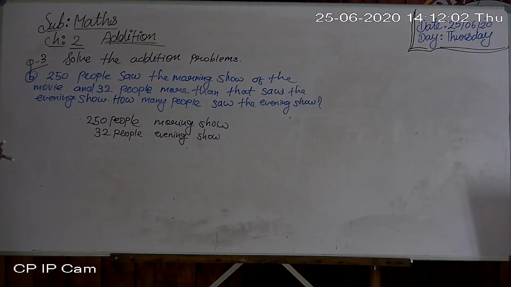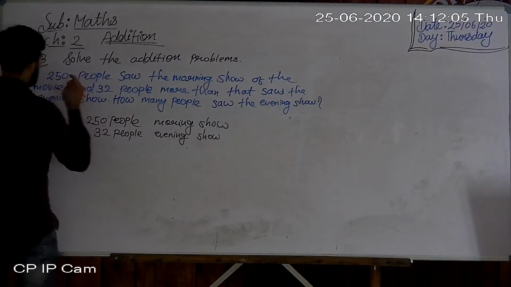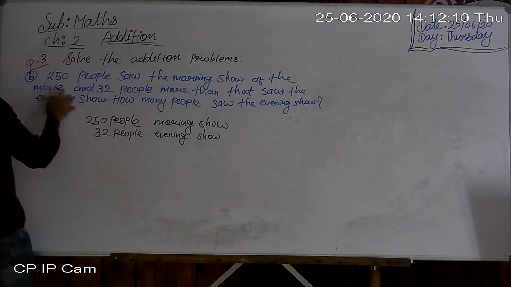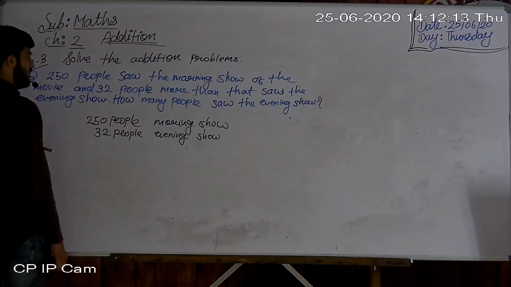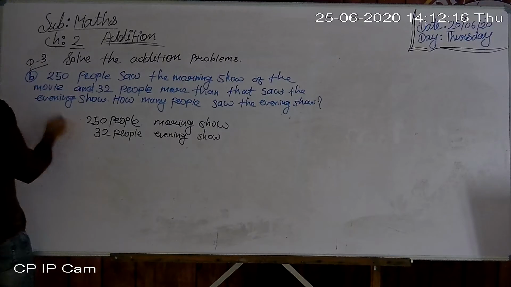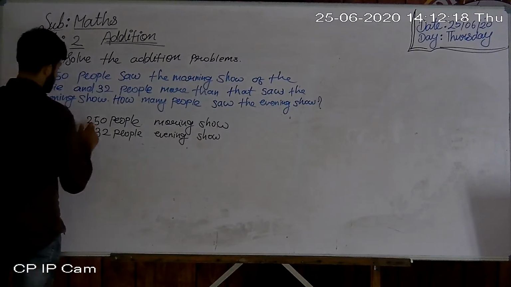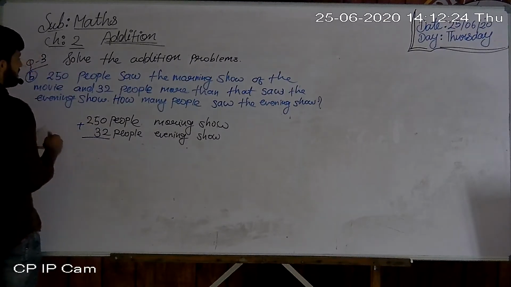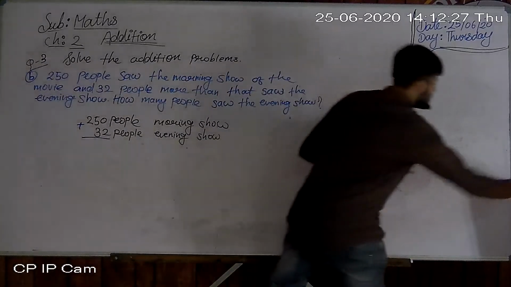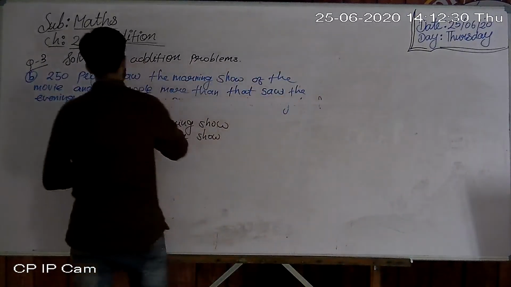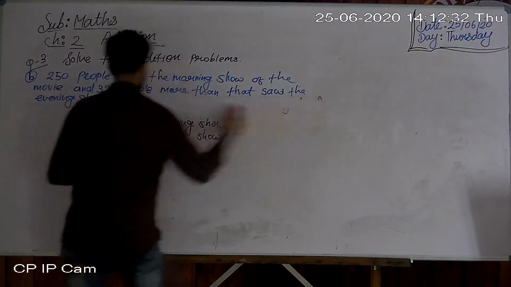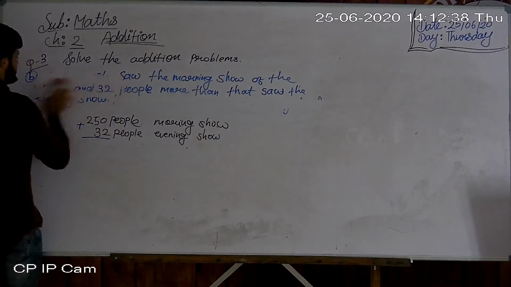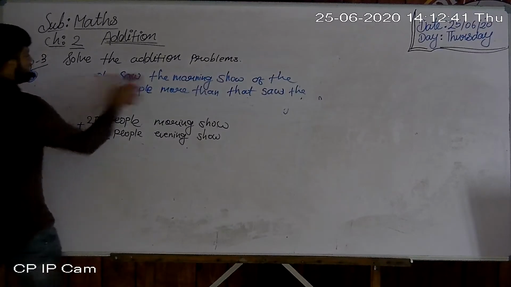So what we are doing here, read again: I am saying 250 people show the morning show of the movie and 32 people more than that show the evening show. So what we are doing here is only the addition. So I am writing here the first question. Okay, our question is done. Now we solve only the answer.